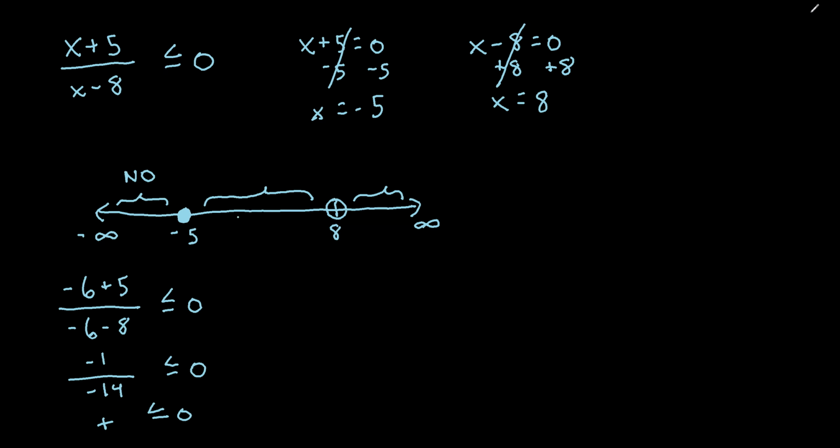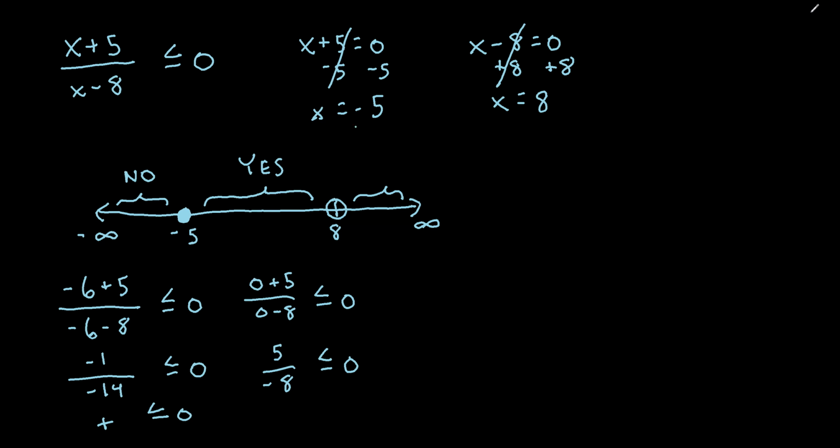All right, let's check out this next region from negative 5 to positive 8. Let's pick a number in here and plug it in for x. 0 would be an easy number to plug in, so let's do that. 0 plus 5 over 0 minus 8 is less than or equal to 0. So we get 5 over negative 8. Is negative 5/8 less than or equal to 0? Yes, it is. So that produces a yes in this region. Any value between negative 5 and 8 produces a value less than or equal to 0 in this original expression.